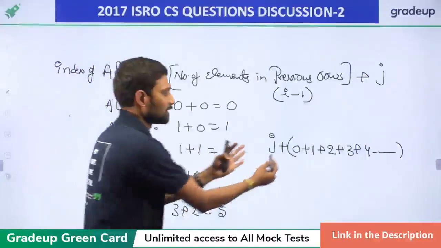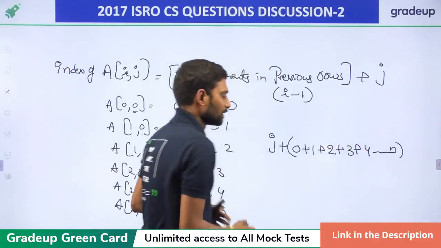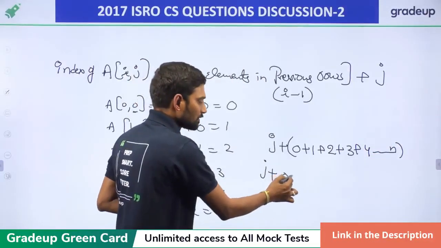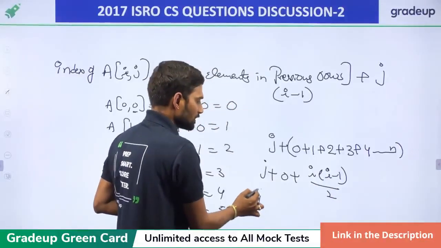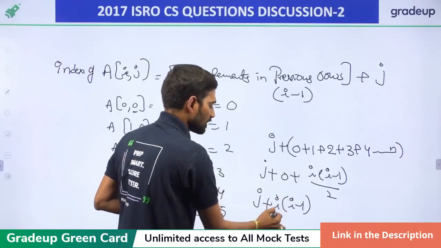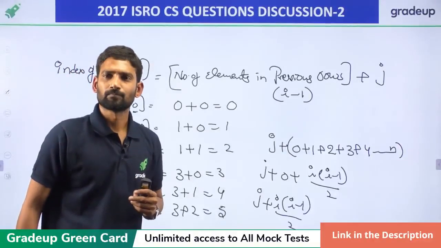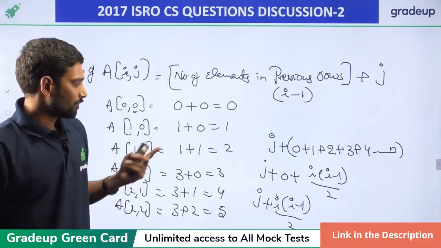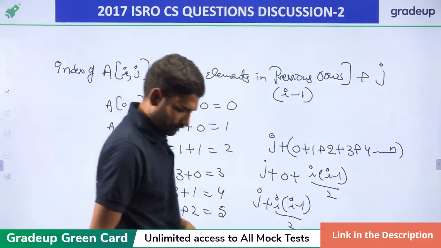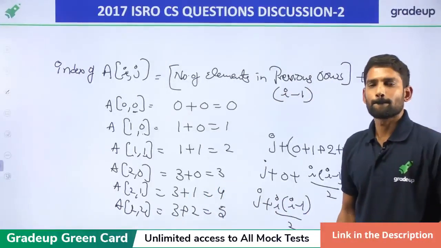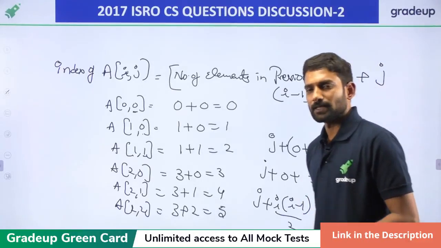So, if you just see this, this is what a natural series. If you have n elements, it goes so on to n. So, what is this? J plus 0 plus I into I minus 1 by 2. So, this is j plus I into I minus 1 by 2. What Pradeep was telling is correct. Okay? Did you get this, guys? Right. Let's move on.